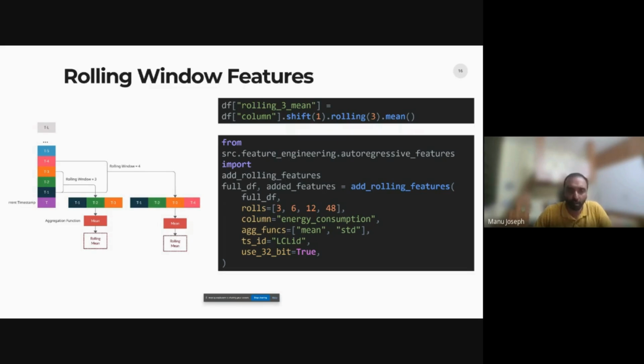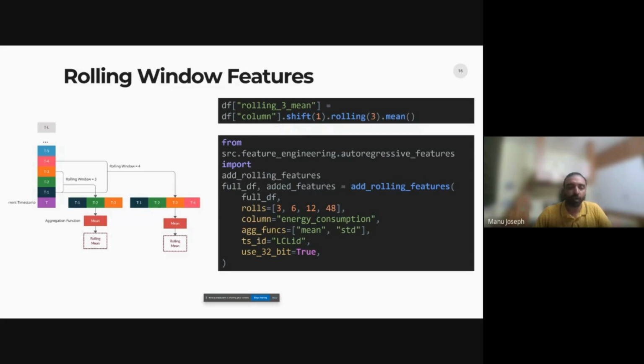So we can define multiple rolling windows depending on the domain and what you think would be relevant. In this case, I just added 3, 6, 12, and 48. Again, in barebone pandas, it's very simple. You can just do a dot rolling 3 and take a mean for a window of 3.